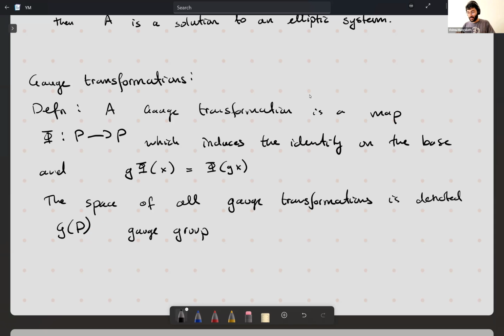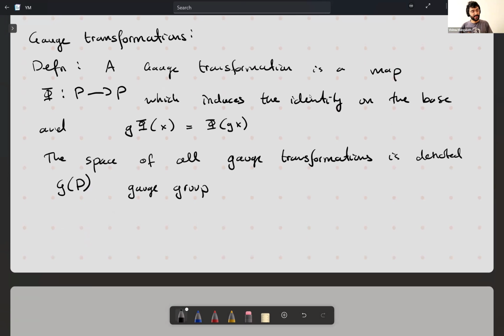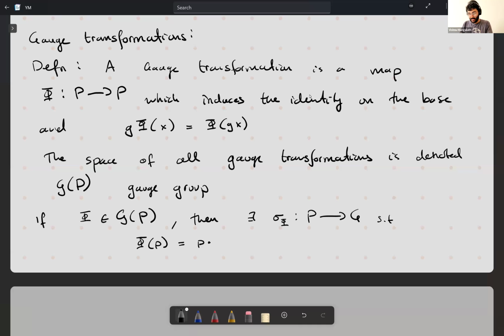So one thing that you can think about is these gauge transformations. If we have a gauge transformation phi in G(P), then there exists a function sigma phi from P to G such that phi of p is equal to p acted on by sigma phi of p, that is, sigma phi of p acting on p.